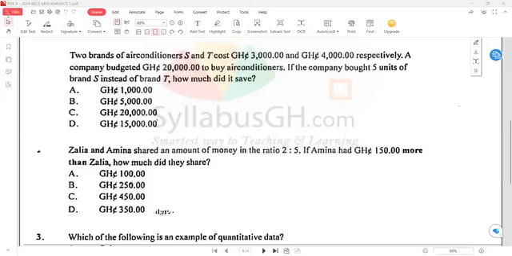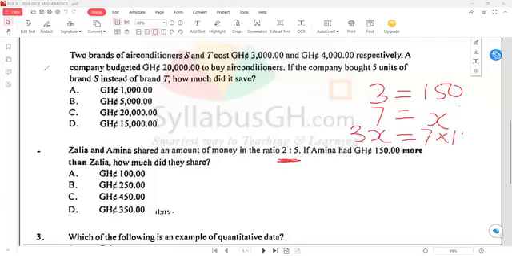So there are basically various ways you can solve this. The easiest way is to compare the difference in ratio to the amount that Amina had more, which is 5 minus 2, and that should be 3, and that should be equal to 150 cedis. And we are looking at how much they shared. So our focus is rather on the total ratio, which is 7, and that's equal to the amount. So if you cross multiply, 3x should be 7 times 150.